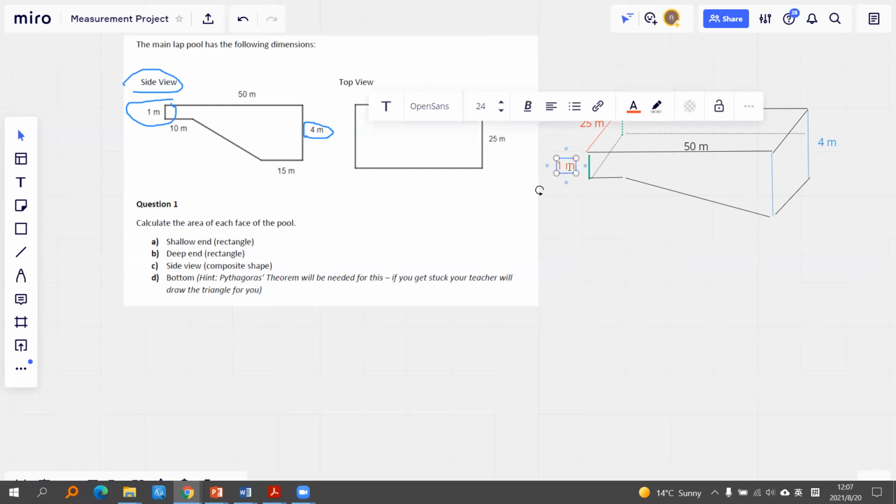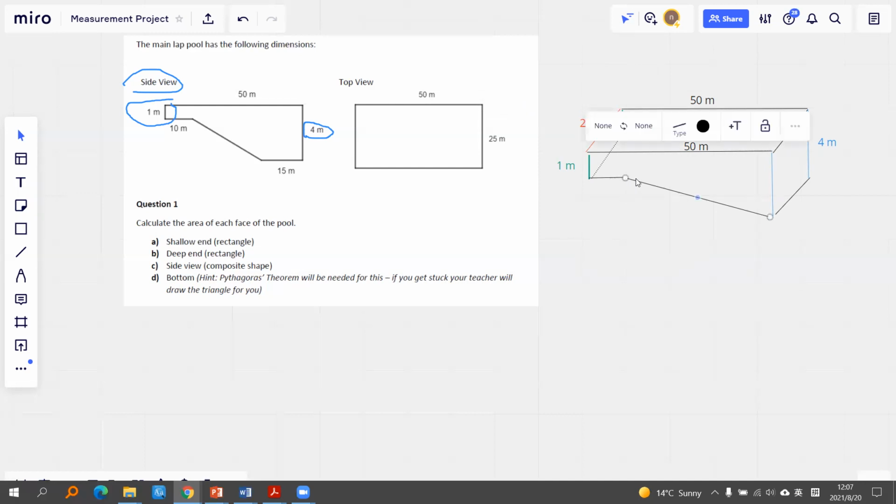Okay, let me just put the color. So now that's good. Now we have the dimension. We also have one that is 10 meter. Please forgive my bad drawing. Let me just put this one, make it make a little bit more sense.